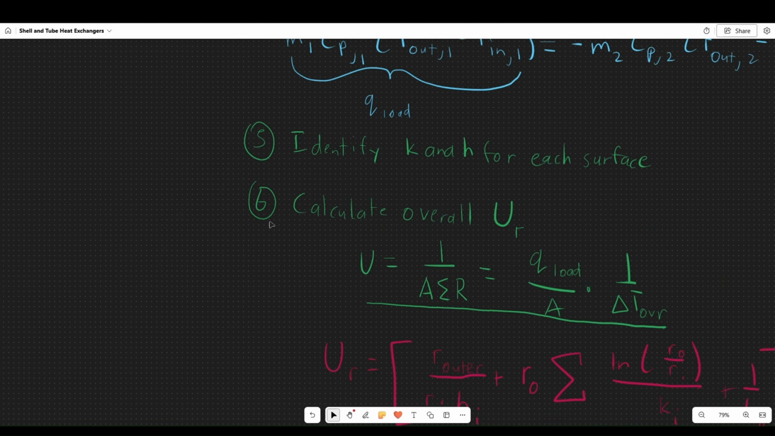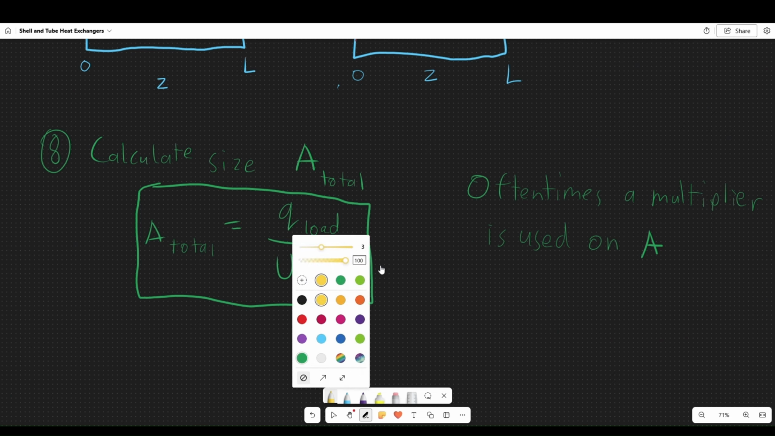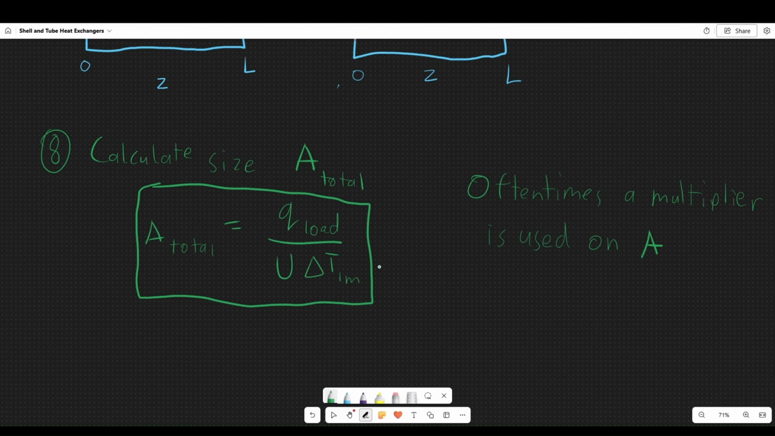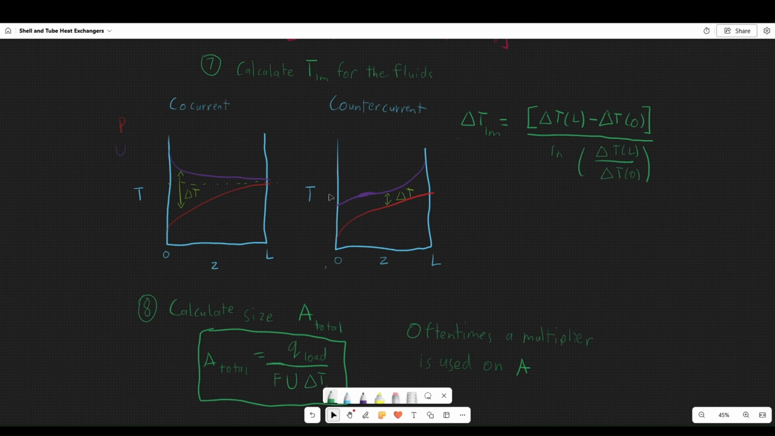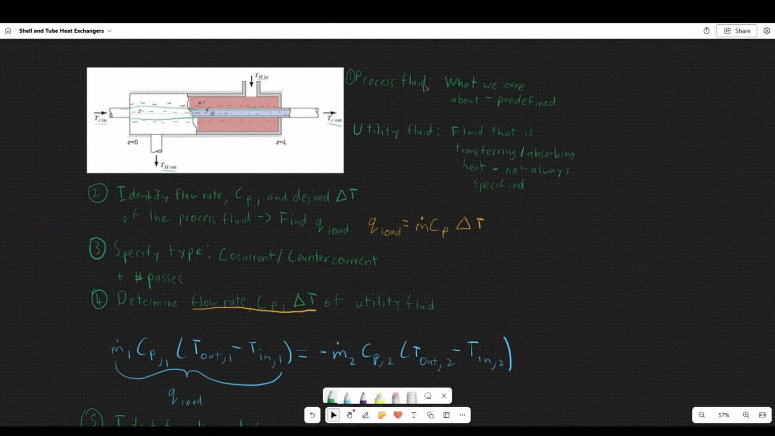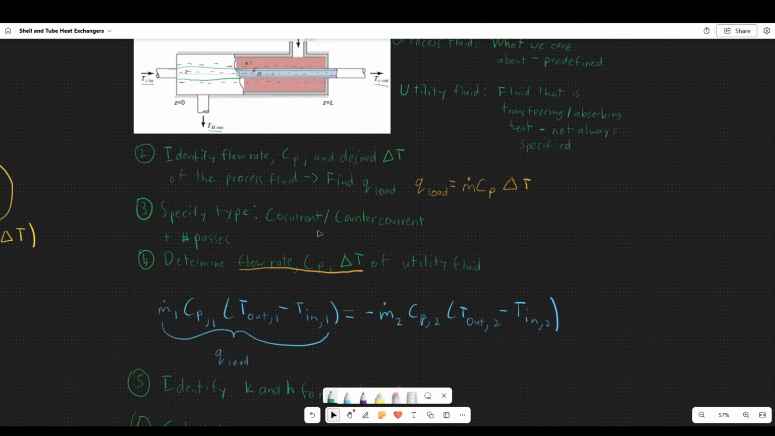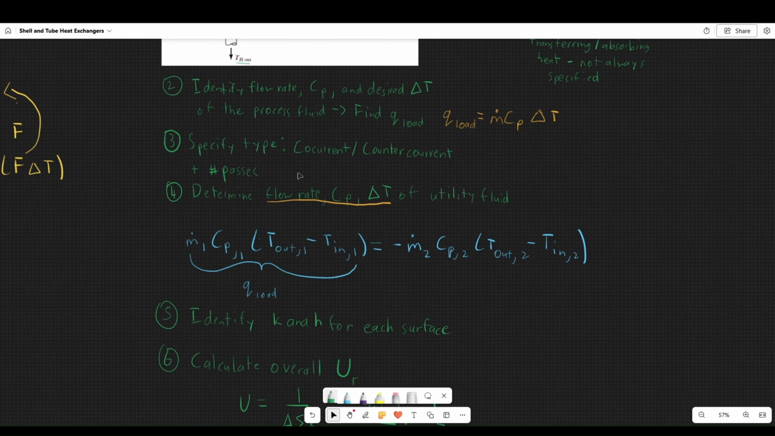And if we go back to our equation down here, what this means is now, instead of this A, we now have an F in the denominator. So if I was to include multiple passes, we would have F down here. But that's the only change. And that's all you need to know, basically, about calculating the area and size of heat exchangers. Just identify the process fluid and its utility fluid, then figure out what the Q load is, and then figure out if it's co-current versus countercurrent flow, and then the number of passes.